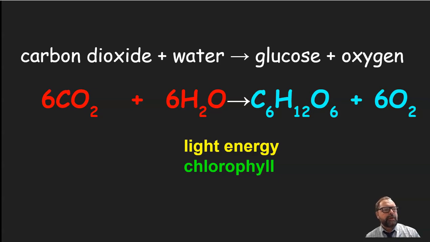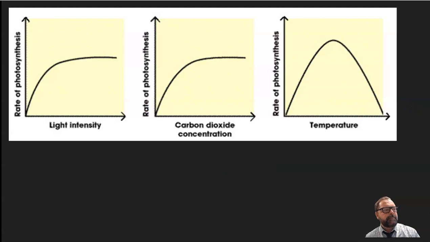We don't include light or chlorophyll in the equation. They are required, but they are not substances, so not participating in the reaction. Photosynthesis is affected by 3 factors that you need to know about: light intensity, carbon dioxide concentration and temperature. And you can see on these graphs the shape of the graph for the effect of those factors on photosynthesis.